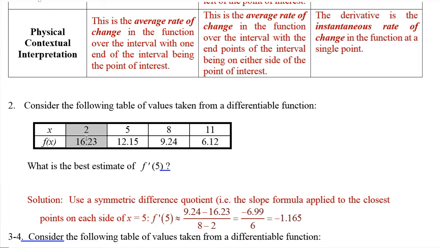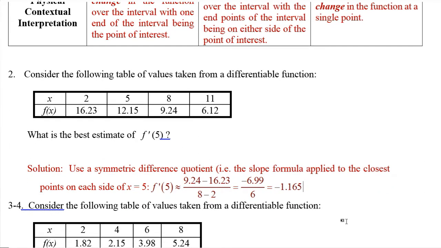So going from this point here to this point here, we went to the right 6. So we have a positive 6 for delta x in the denominator. And we went down on the y's. We went down negative 6.99. Divide that out and you get negative 1.165. And that's our best estimate of the derivative right at 5.